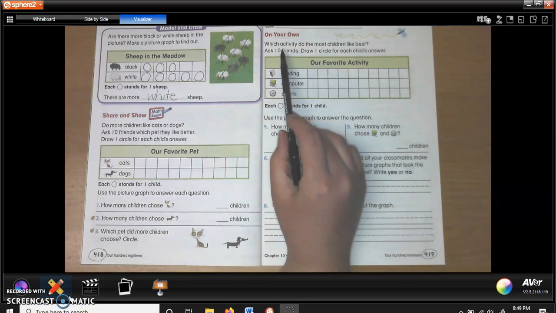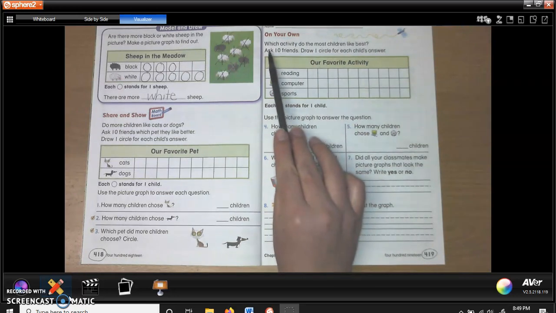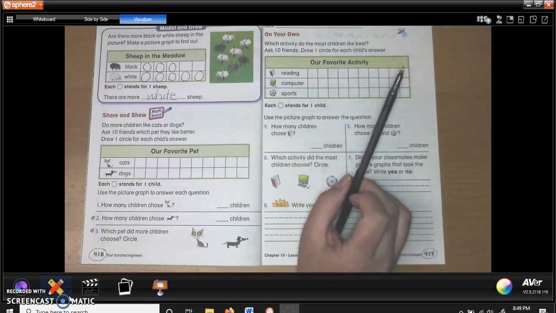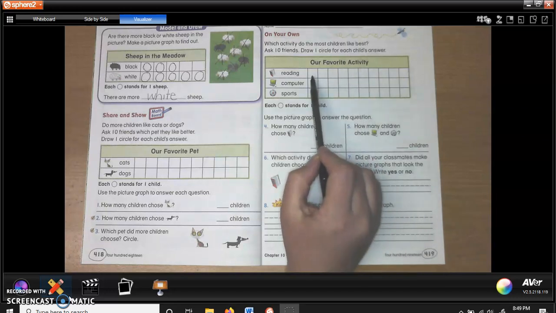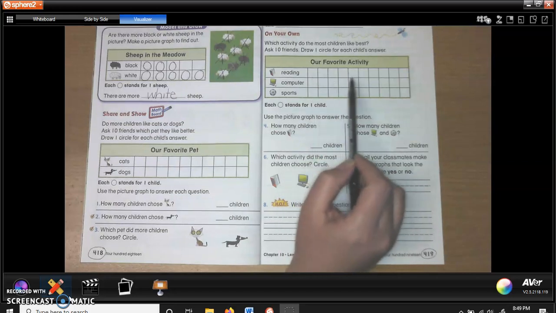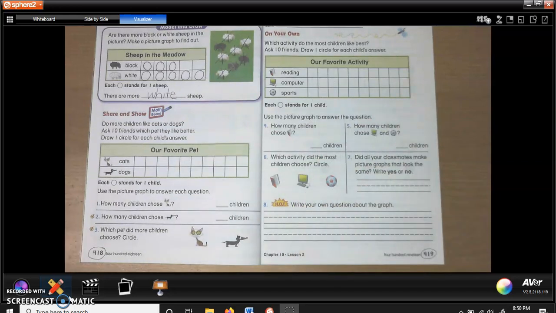And on this one, you can do the same thing. It says ask 10 friends. Well, since we are in school and we can't ask our friends, you can just go ahead and ask your family members what their favorite activity is, or you can add some extra on there as well. And then you can go ahead and answer the questions down below.